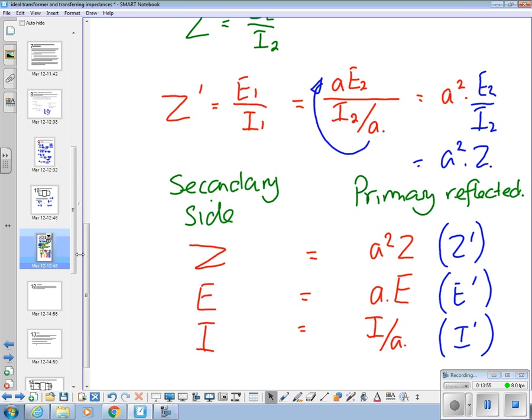So if I've got an impedance on the primary side and I want to find out what it would be on the secondary side, I'd have to divide by A squared. To go back from an E on the secondary to an E on the primary, I'd have to divide by A, and to go back from a current on the secondary to a current on the primary, I'd have to multiply by A. Everybody got that? Because if you've got that solid base, it makes what's coming up just that little bit easier.